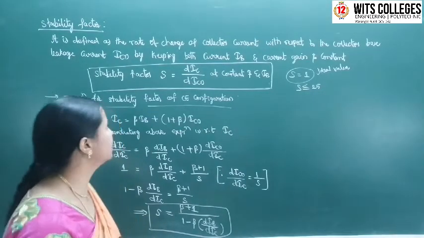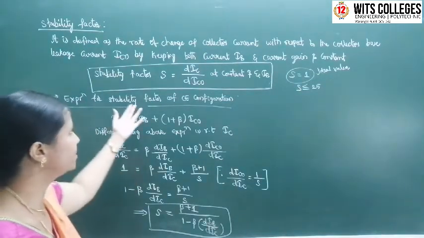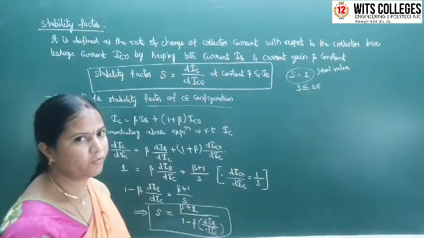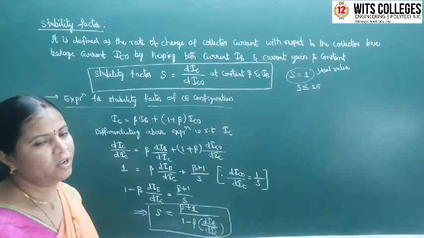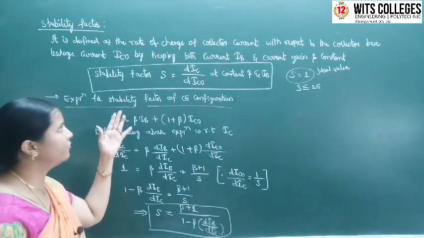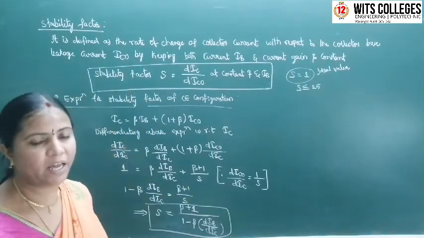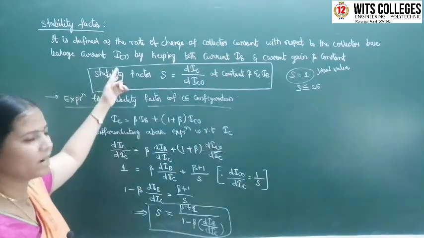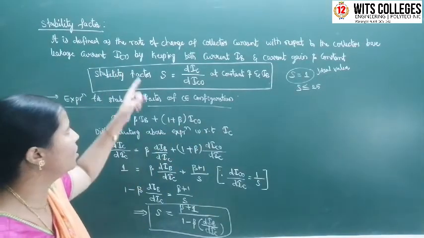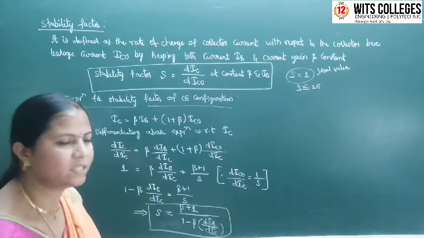Today we are going to discuss the topic of stability factor and the expression for stability factor of CE configuration. So coming to the stability factor, what is the definition? It is defined as the rate of change of collector current with respect to the collector base leakage current. It is indicated by ICO, keeping both current IB and current gain beta constant.